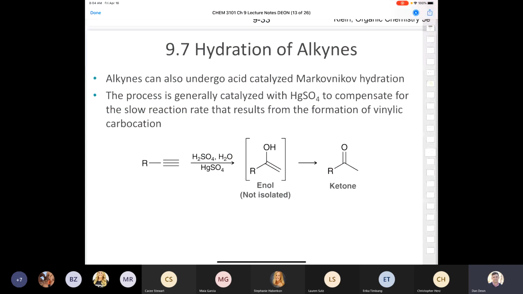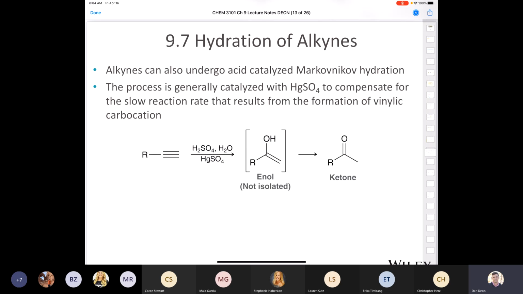Chemistry 3101, Chapter 9. This is where we left off in the last lecture, where we were talking about the hydration of an alkene. Or an alkyne, excuse me, hydration of an alkyne. The reason I was thinking about alkenes is because in the alkenes chapter, we talked about reactions like this one. I'll just give you an example reaction where we have an alkene like this.